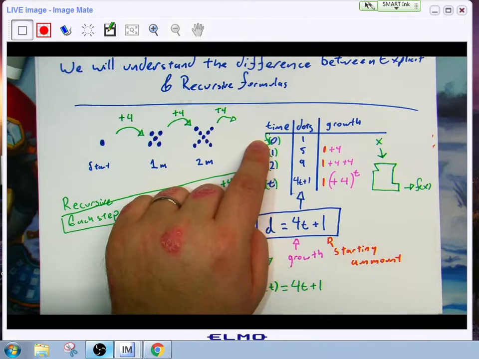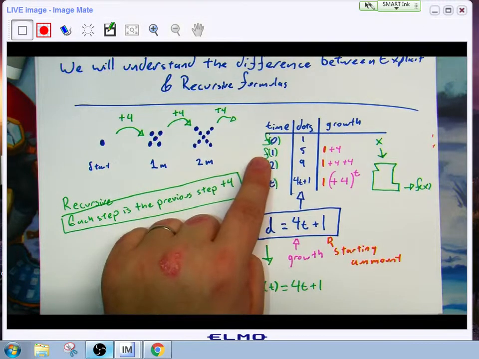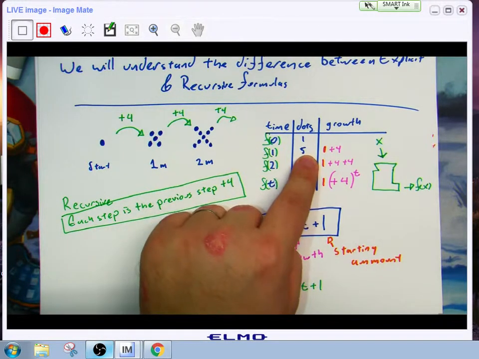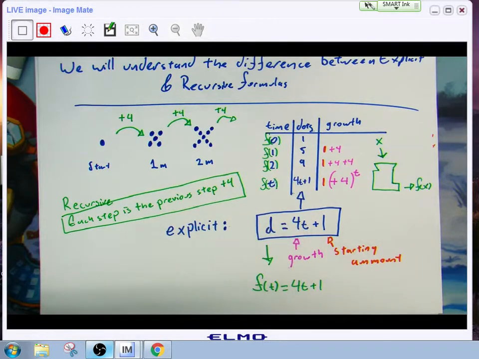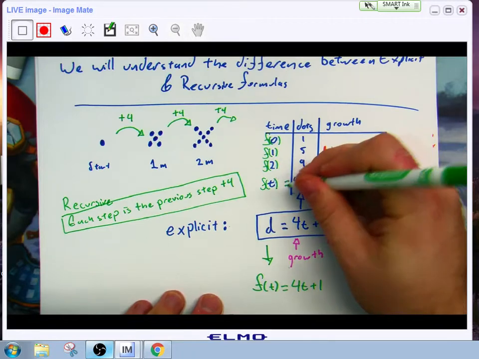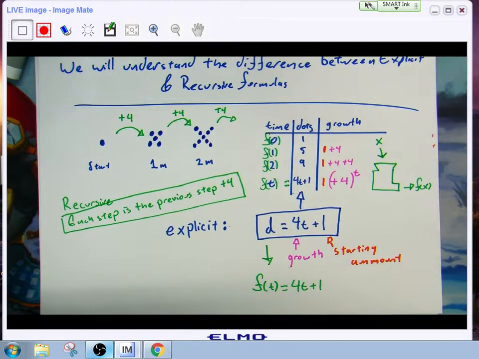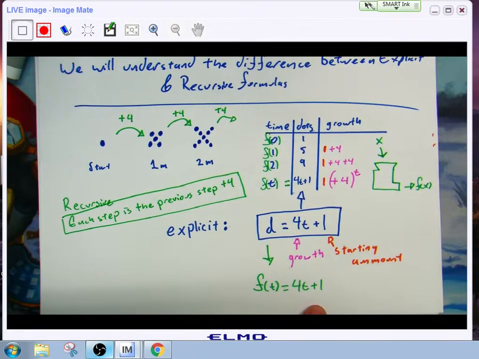f of 0 is 1. The function of 1 is 5. The function when we plug in 2 is 9. f of t equals 4t plus 1. You guys following me? This is kind of like just another way of writing it. Instead of writing d as a y value, I'm writing f of t instead.